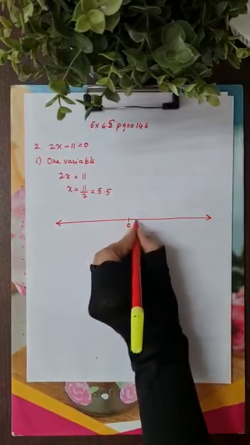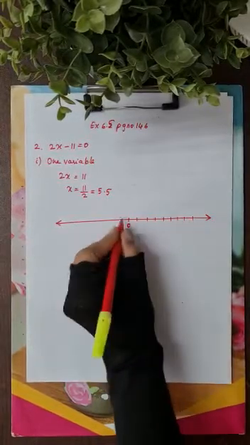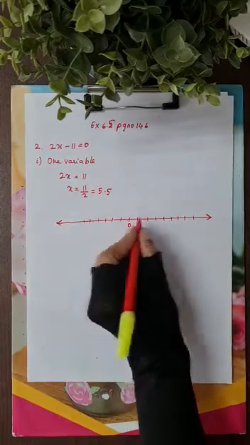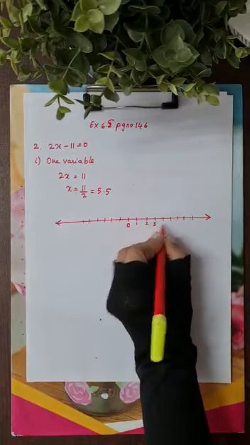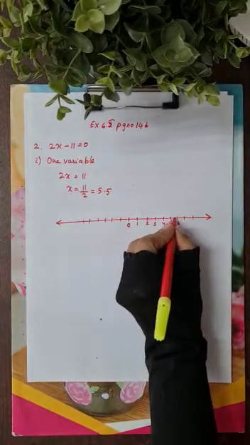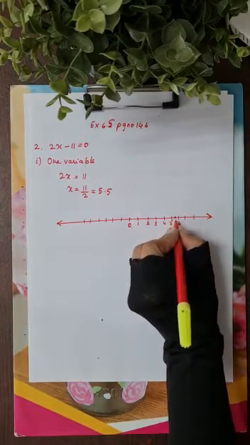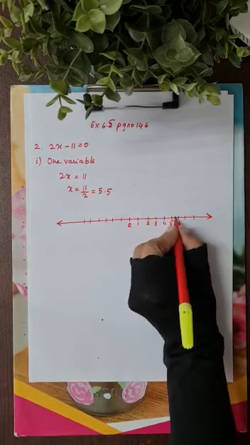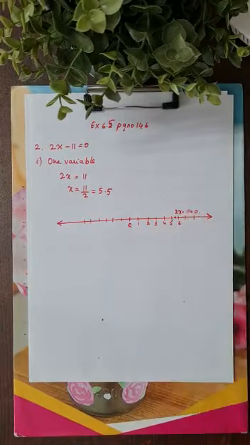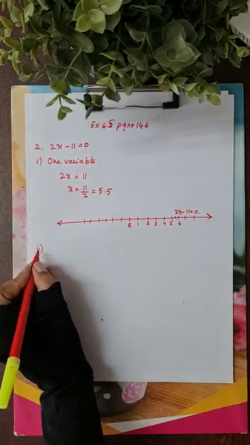We have 0. To the right of 0, we have positive numbers, and to the left of 0, we have negative numbers. Okay, 1, 2, 3, 4, 5, 6. They are saying 5.5. So this is the point which is showing us 2x minus 11 is equals to 0. Okay, is that clear? Now the second part is in two variables.